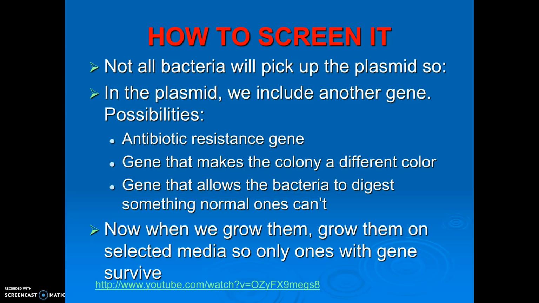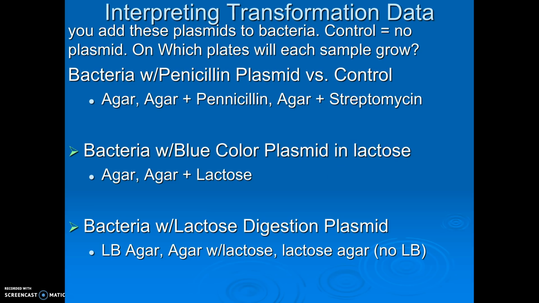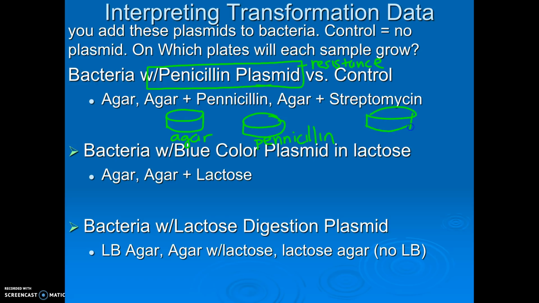Now, I made a little practice sheet here, and I need to explain it because it's not very clear what I'm asking you for. These are just some examples of different bacteria that we could screen. The first one is a plasmid for penicillin resistance. So we have 3 plates: a plate that just has agar, a plate that has agar plus penicillin, and a plate that has agar plus a different antibiotic, streptomycin. And the question is, what bacteria will grow?